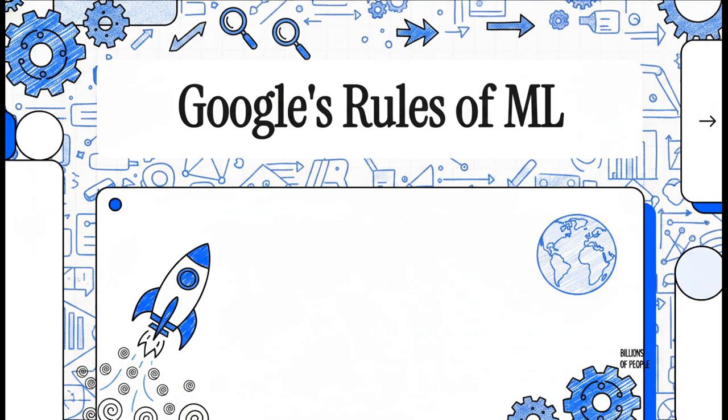Welcome to The Explainer. Today, we're cutting straight through all the AI hype and looking at how tech giants actually build machine learning products in the real world. We're diving directly into Google's own internal playbook, specifically Martin Zinkovich's famous rules of machine learning. So if you want to know what it literally takes to deploy systems used by billions of people, well, you're in exactly the right place.